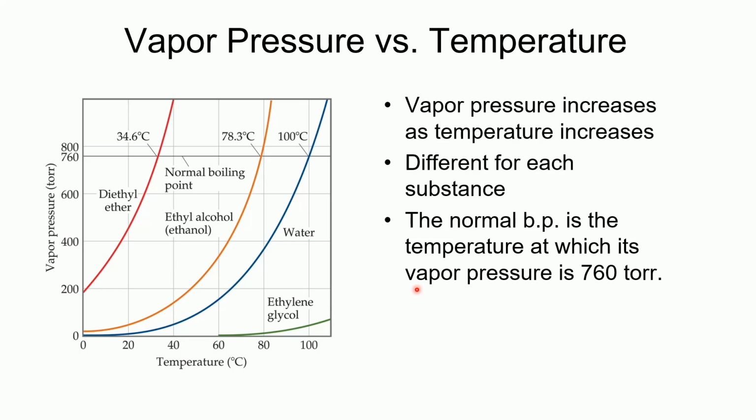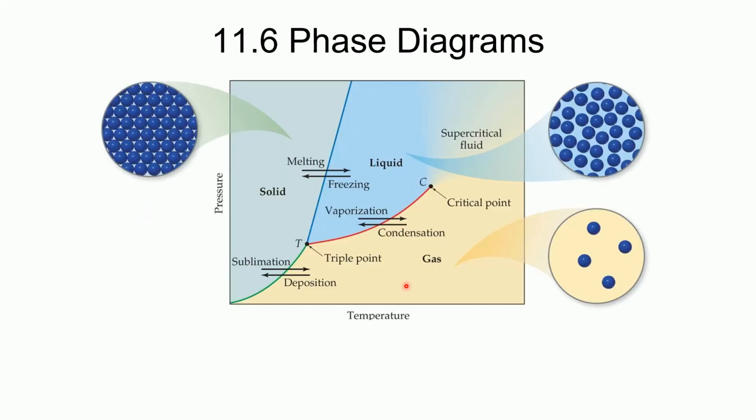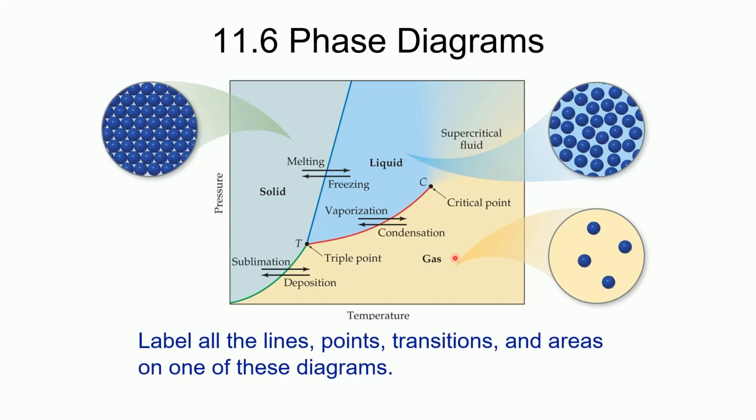All right, so that is the vapor pressure. So now what we want to do is look at phase diagrams. Here I've got a generic phase diagram, and I want you to be able to reproduce this graph. So our next problem is number 11.2 on the in-class assignment, and you'll see really all it is, is labeling all of these points.